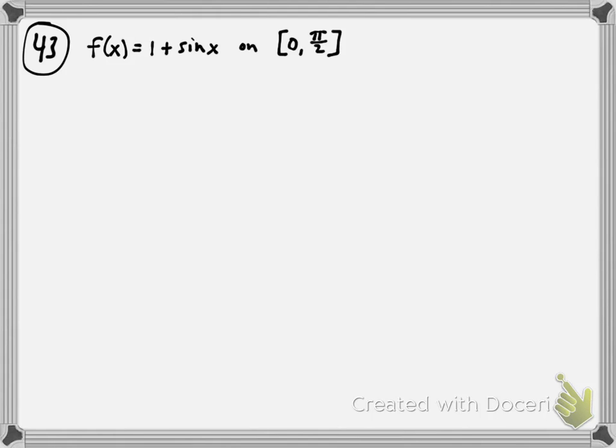Find the average rate of change of this function from 0 to pi over 2. The average value of the function. Well, the average value of the function, if we draw a graph of this, we've got f of 0.